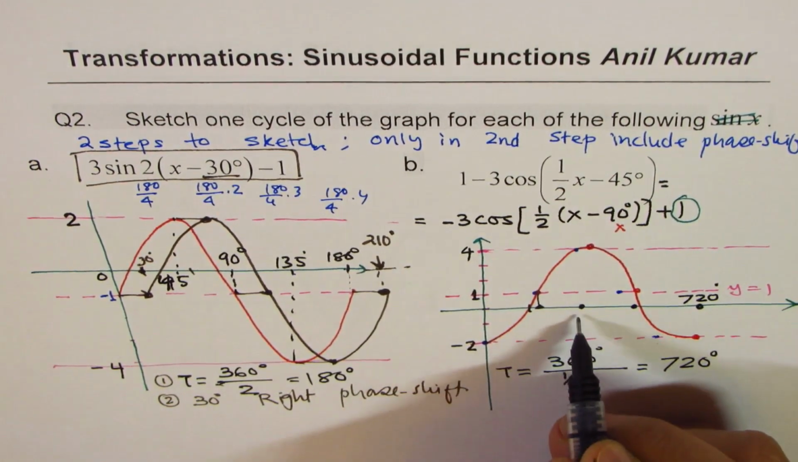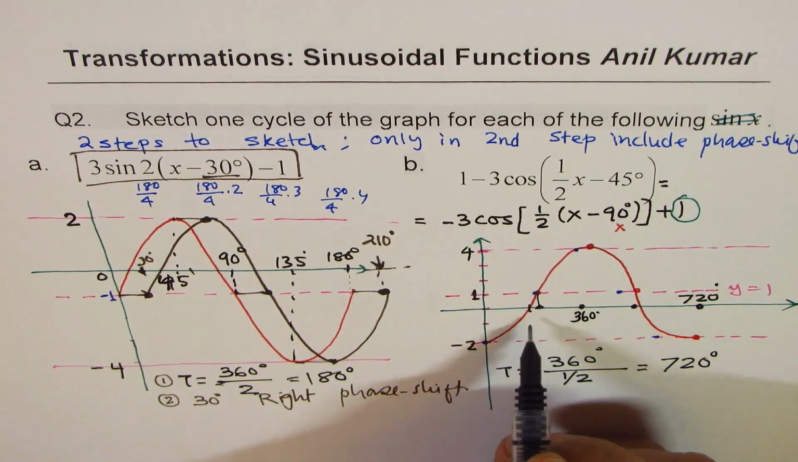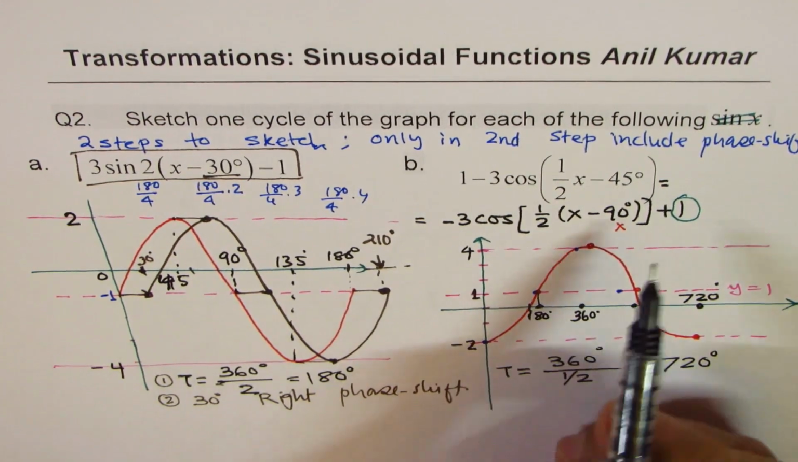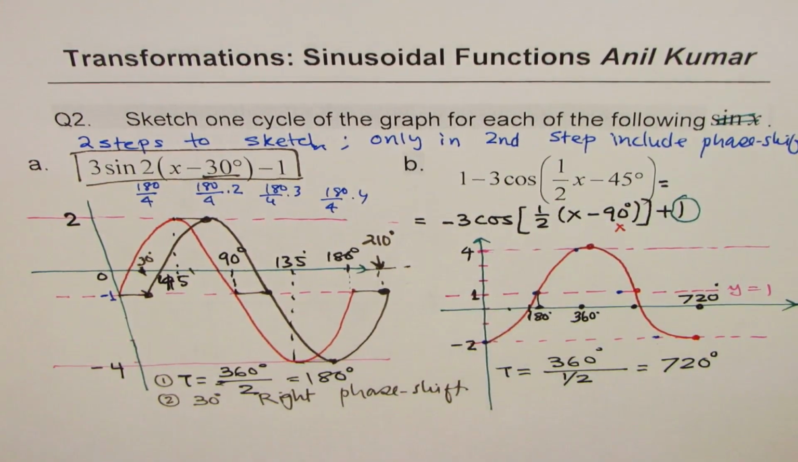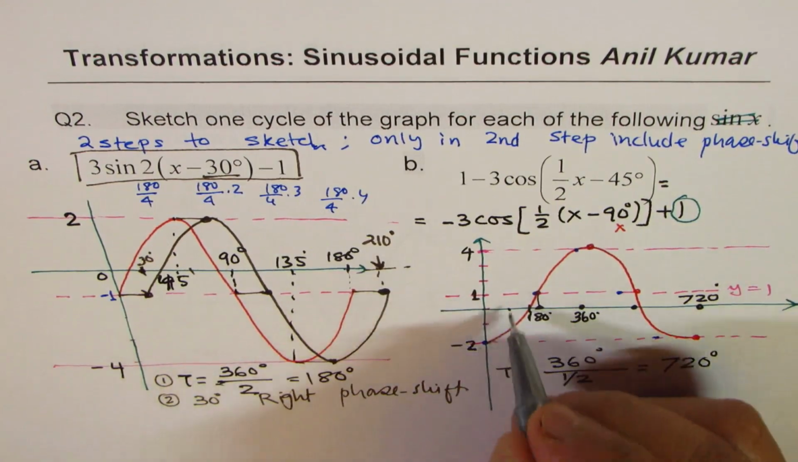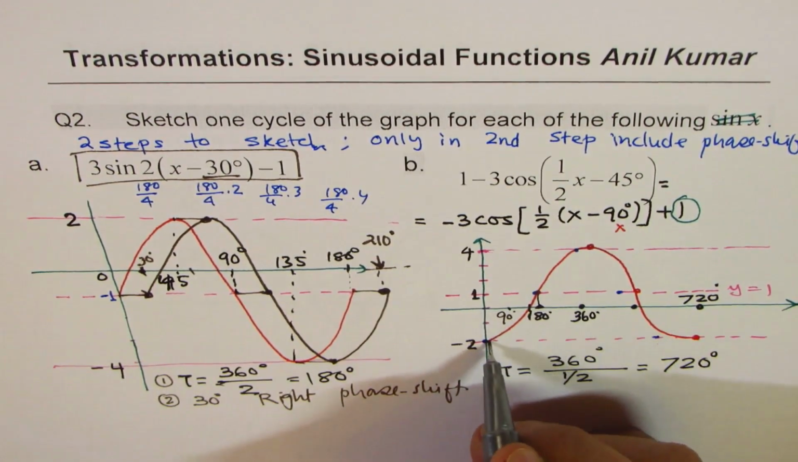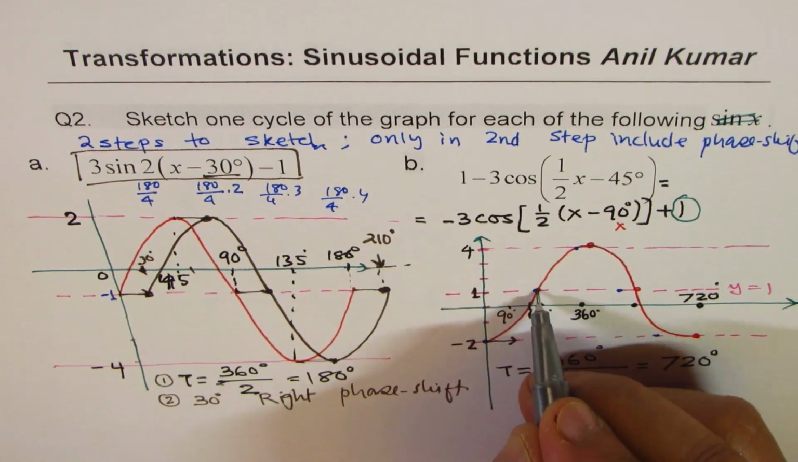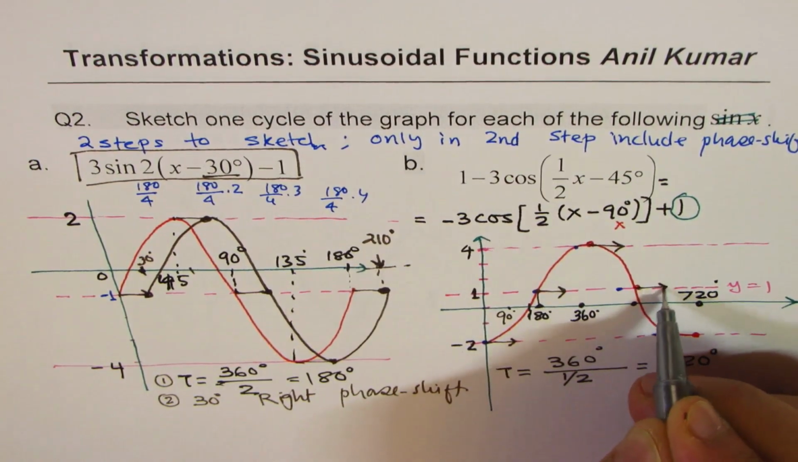Perfect. Now here we have 360 degrees. Half of 360 degrees is 180 degrees. We have a phase shift of 90, that means half of this. Do you see that much is 90? So every point moves by 90 degrees to the right, which is that much. So every point moves by 90 degrees to the right. Do you get the point?